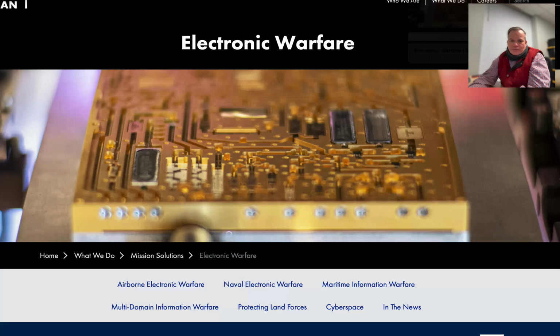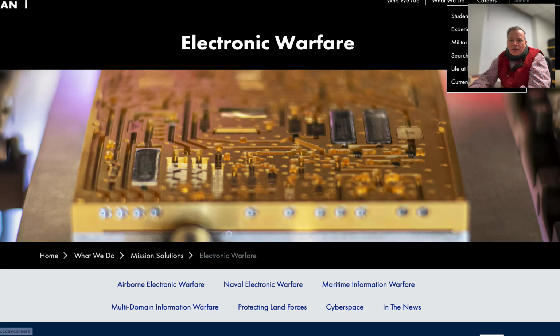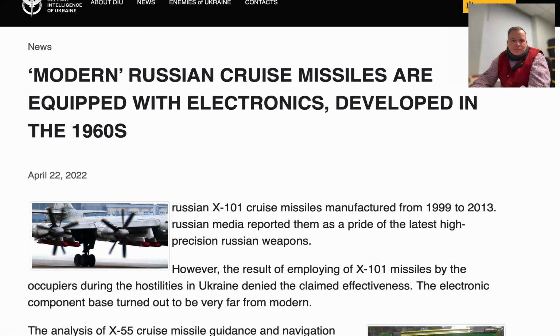This is from Northrop Grumman. This is obviously not a Russian missile, but you'll see a modern circuit board for guidance. And anyway, on the Defense Intelligence of Ukraine website, we have this article from back in 2022, shortly after the beginning of the special military operation.